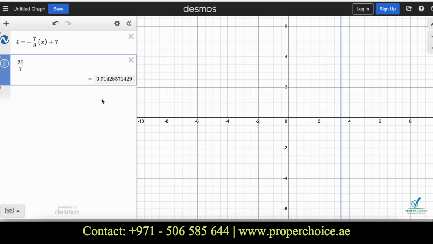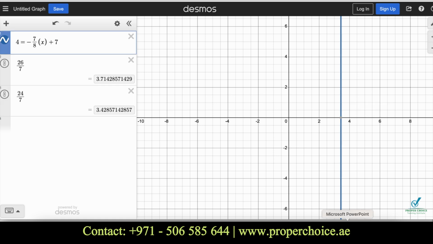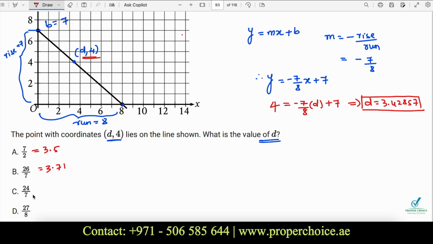Check it out. 24 by 7 gives me 3.42857, which is the same as what we were supposed to find. Yes, matching with it, this is 3.42857. So definitely C is the right choice. So C is the answer to this question.